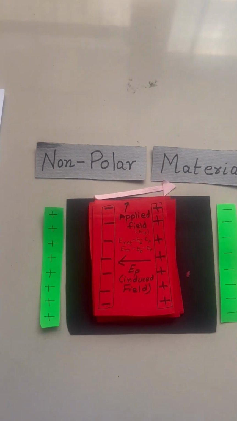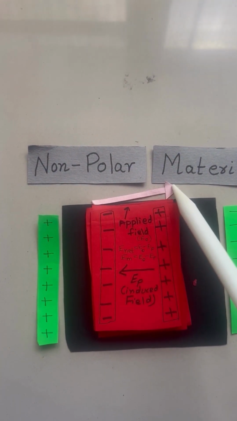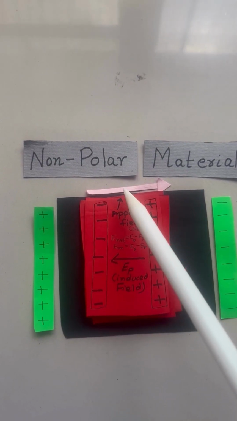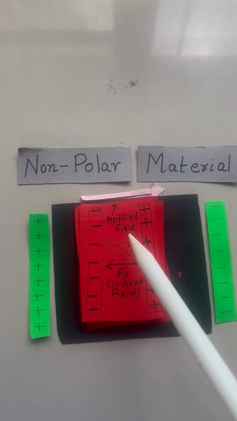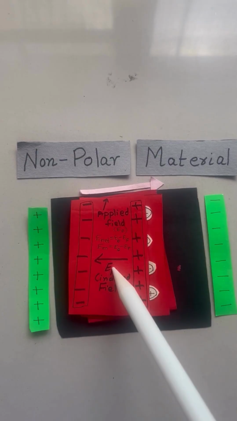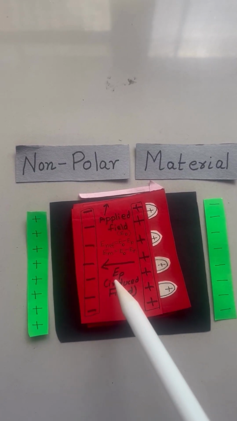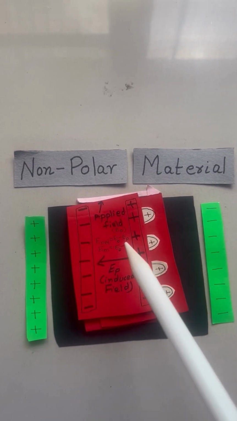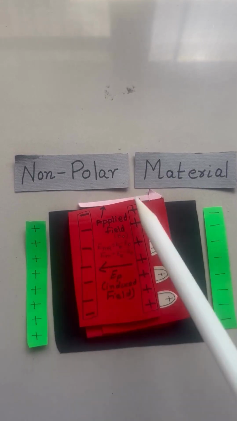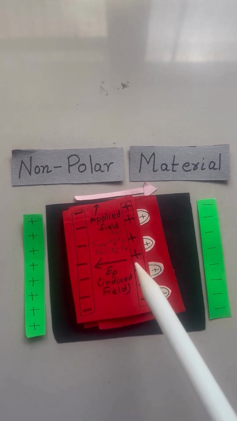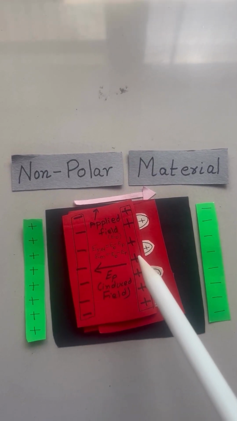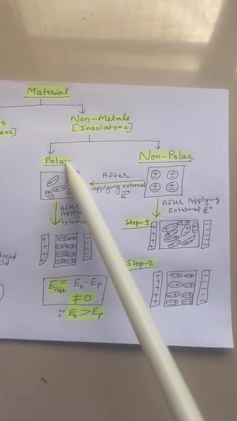non-polar medium, and the direction of the electric field will be from positive to negative. This pink sign is the external electric field, and here the induced electric field is from positive to negative, but the net electric field is E naught minus EP, which is not zero.